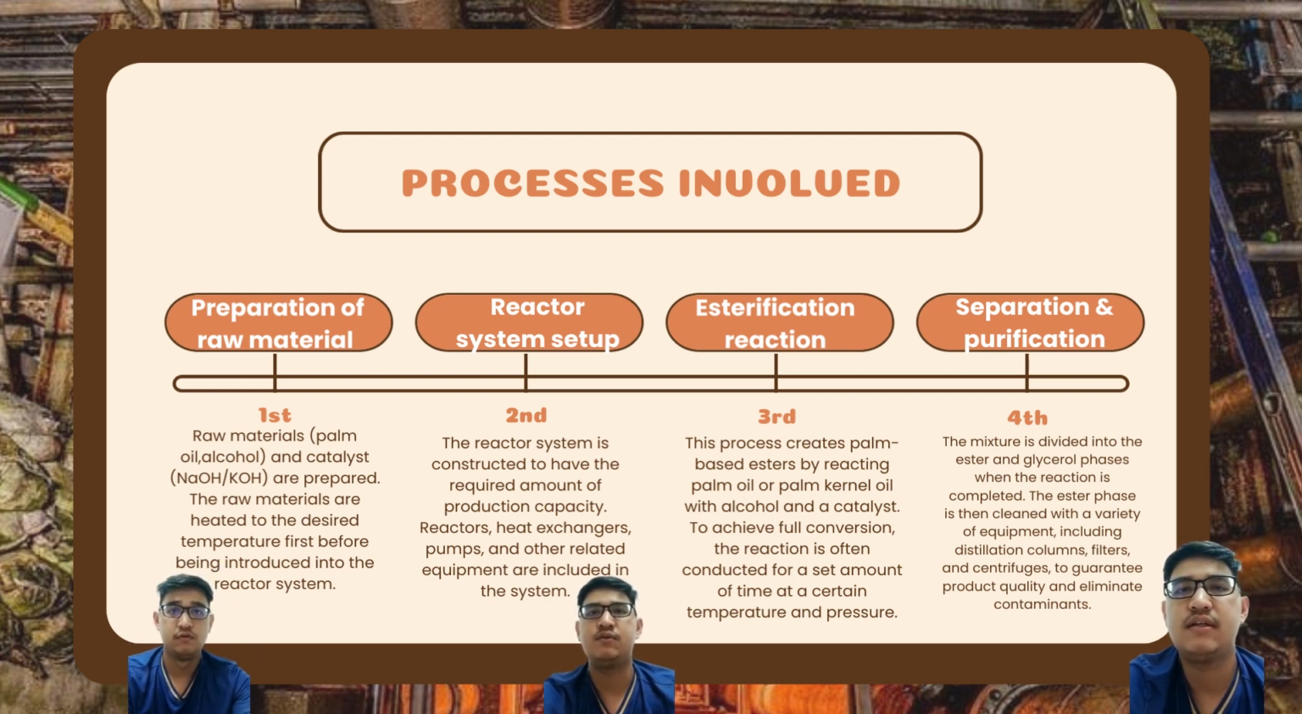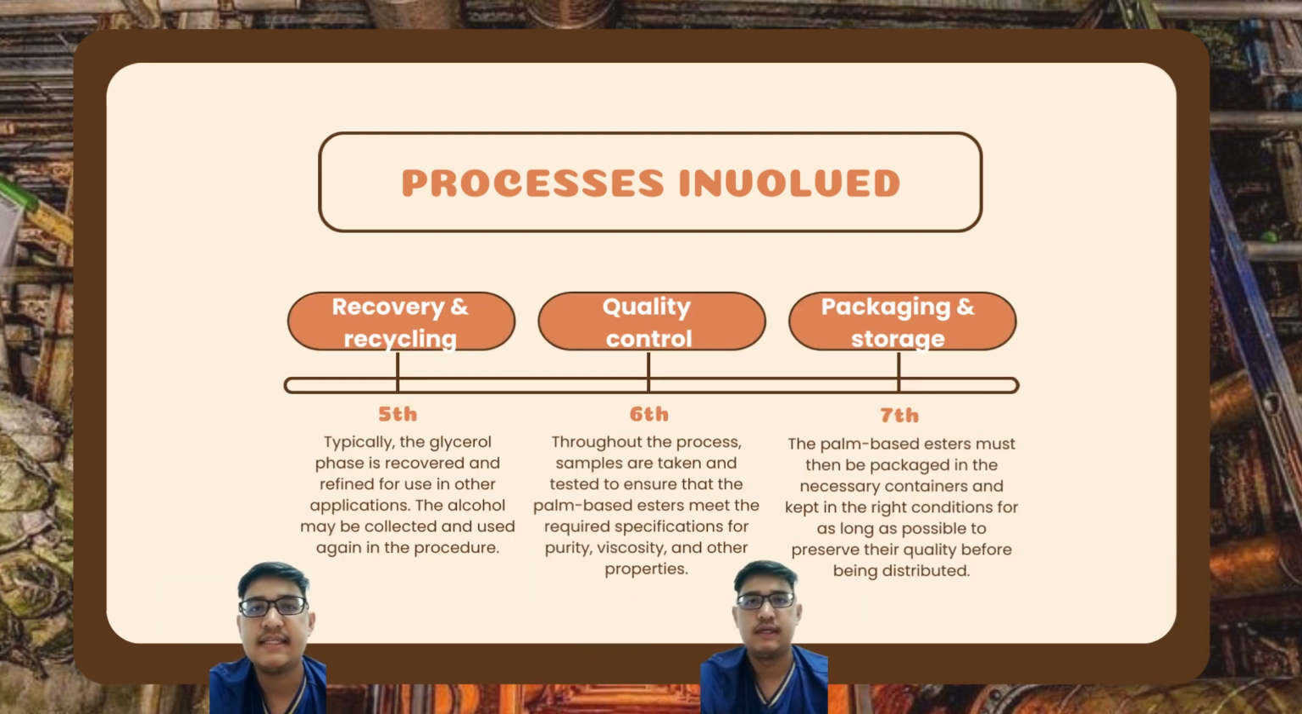The next step is to the setup the various raw materials preparation. This typically next, the number 5 quality recovery and the process sample are taken and glycerol phase is usually recovered and processed for use in other application. The alcohol may also be recovered quality control is back into the process. Recycling the alcohol reduce the cost of the process and minimize waste. The number 7 is the packaging.